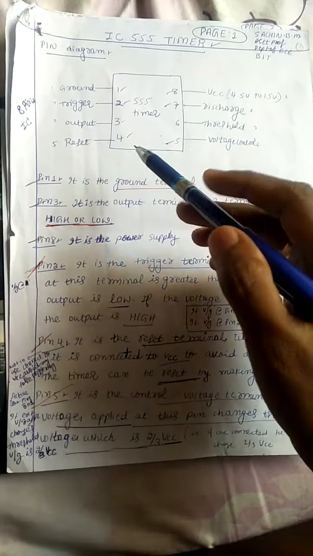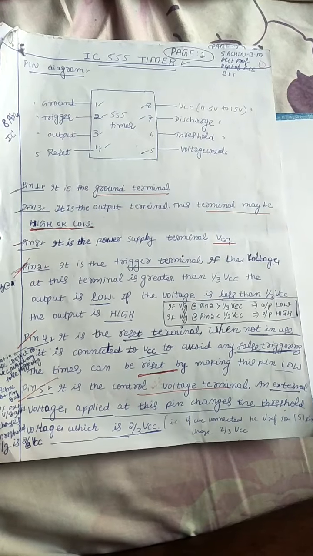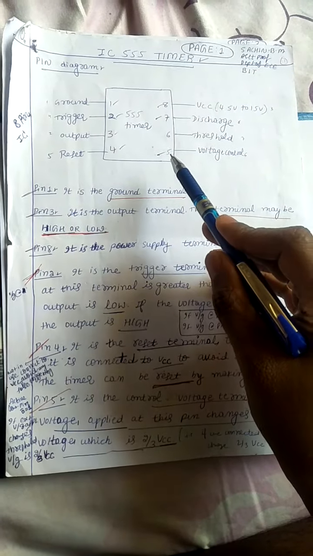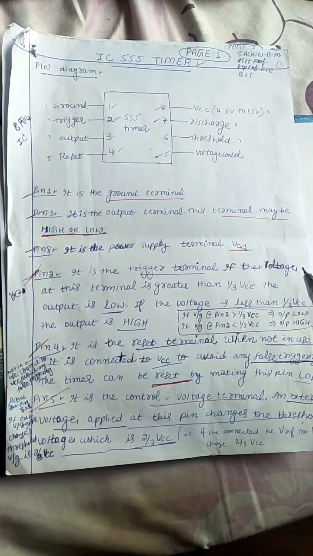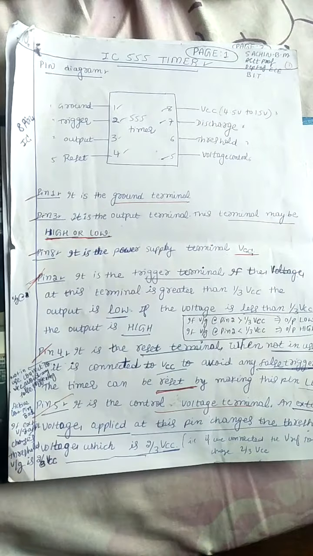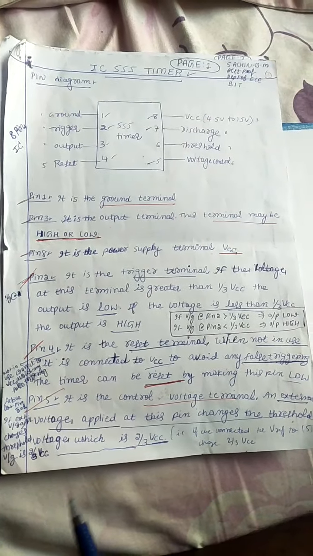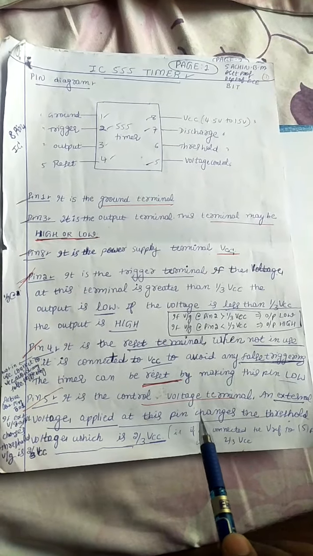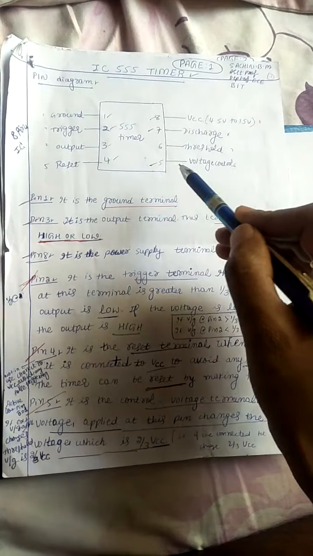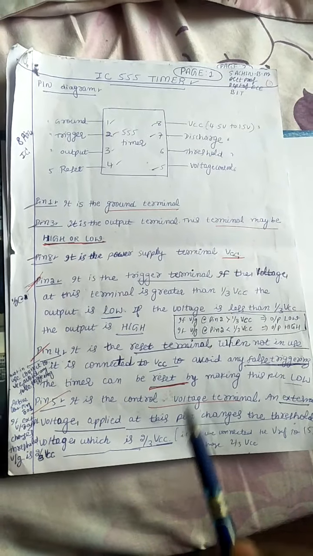Then pin number 5 is a voltage control pin. It changes the threshold voltage 2/3 of VCC. If you apply any external voltage to pin number 5, you can alter the 2/3 of VCC voltage. An external voltage applied at this pin number 5 changes the threshold voltage 2/3 VCC. You can vary that voltage value.